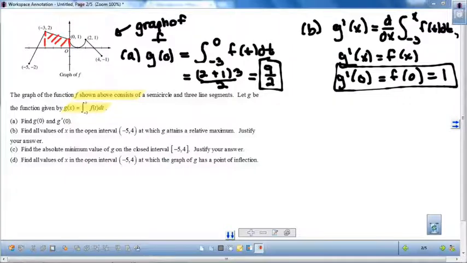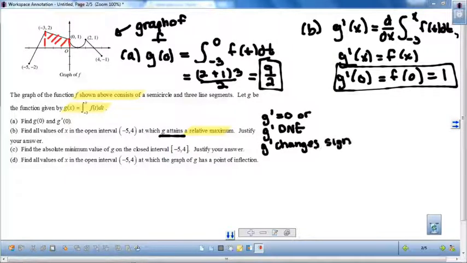For part B, we're trying to find the relative maximum. So remember that we learned to find a maximum, we look where the derivative is equal to 0 or the derivative does not exist, and the derivative has to change sign from positive to negative. So we already know what the derivative is. The derivative is f, so we want to know when f is equal to 0. If you look at the graph, f is equal to 0 at 3 places.